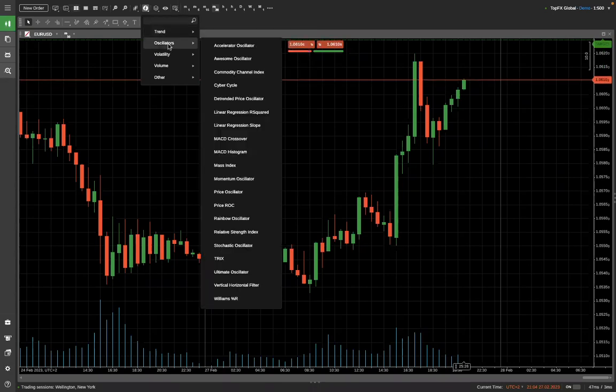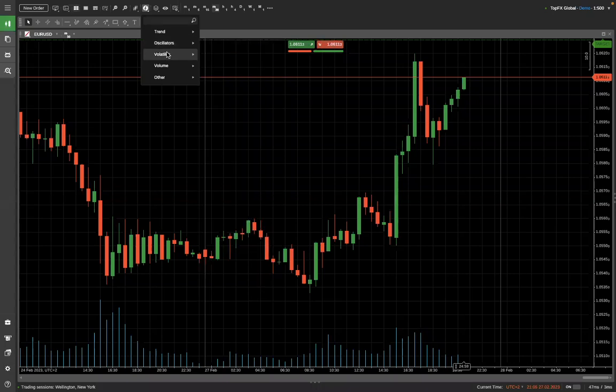We have the oscillators, and the oscillators are this kind of indicators that show you the levels on the chart that are considered extreme levels. For example, that might be extremely overbought or extremely oversold levels. And basically what oscillators do is oscillate up and down, up and down. There are also the cycle indicators.